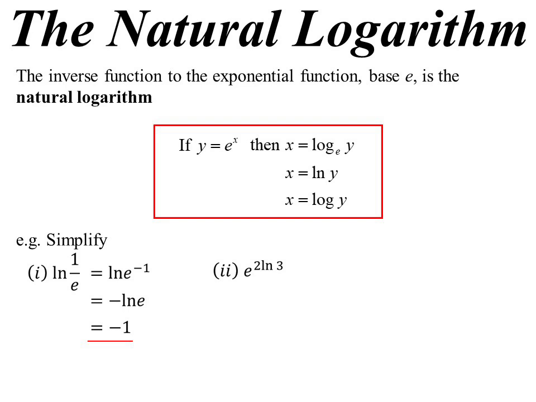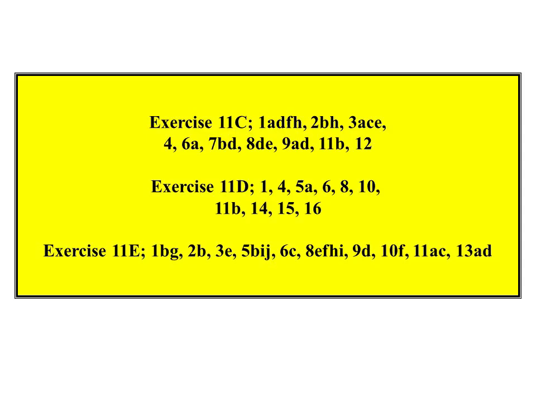e to the power of 2 log 3. Well, I can also cancel e to the power of log, but not 2 log. Need to get the 2 inside the log. So it becomes e to the log of 3 squared. e to the log now cancels. 3 squared is 9. Now I think we've got enough to do for the next few days.